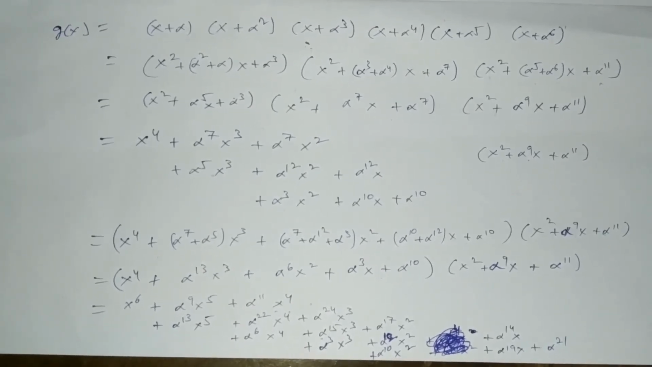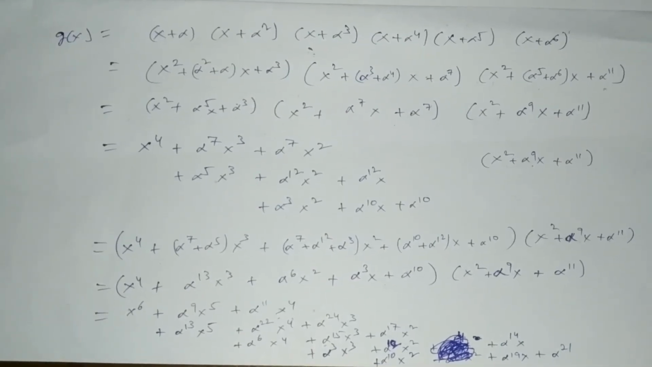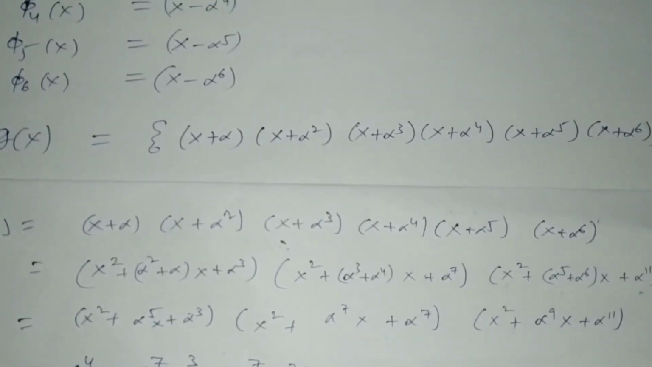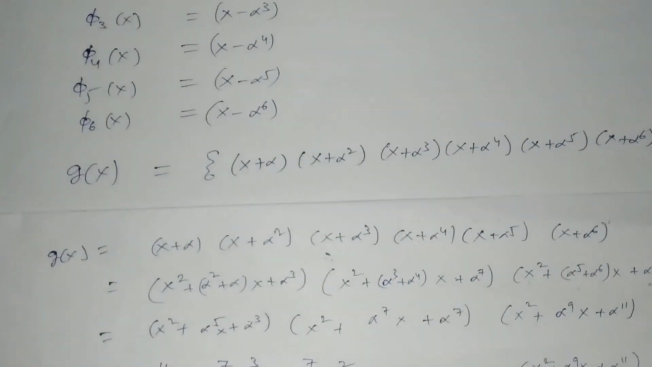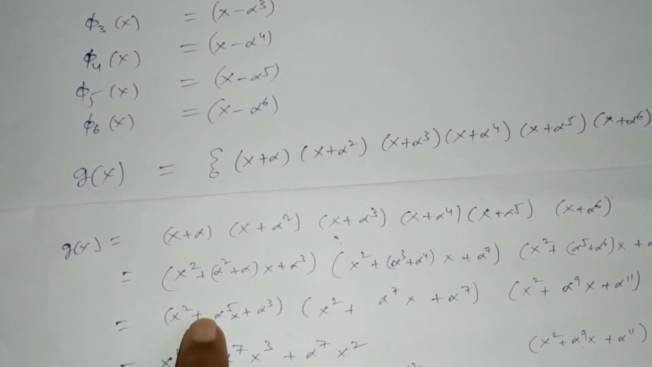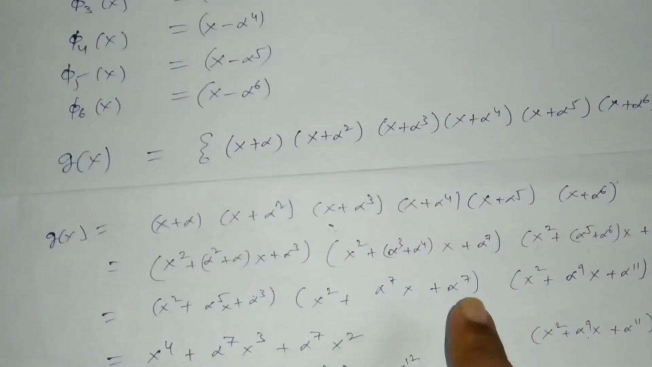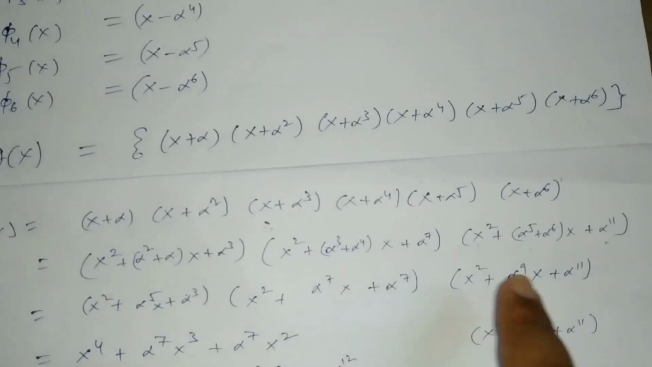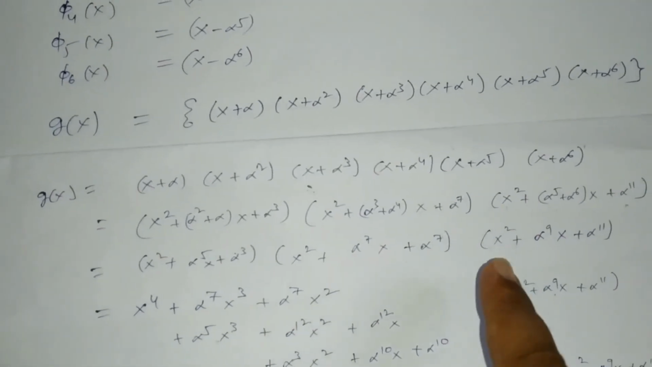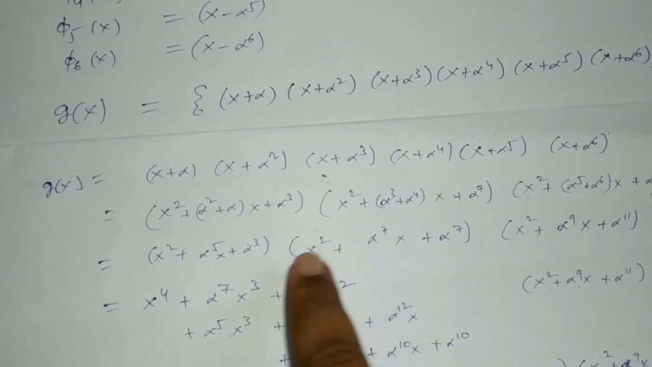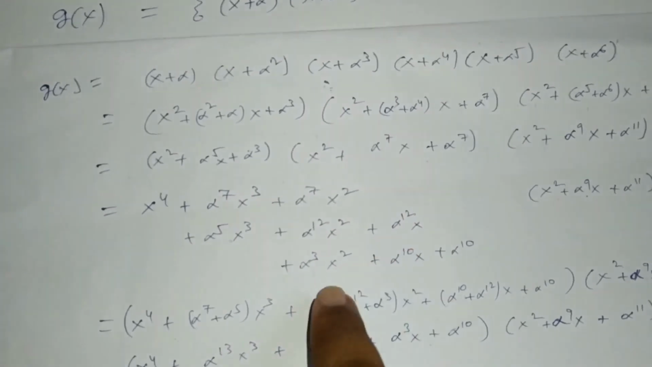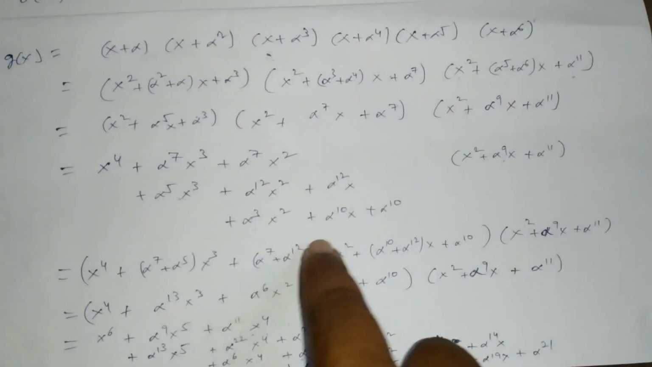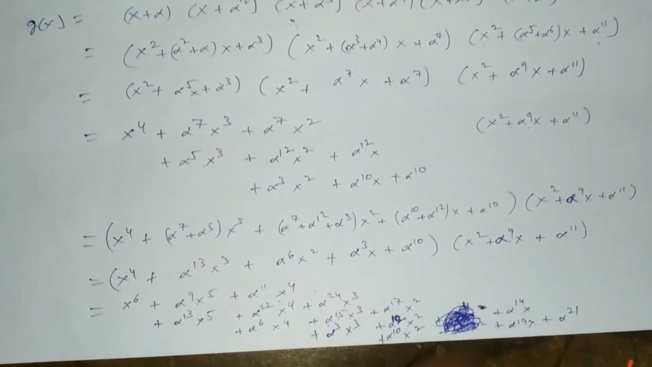After that I got the terms as three factors like this: the first two factors multiplication, the third and fourth factors multiplication, and the fifth and sixth factors multiplication. And further, if you multiply the first two factors, the resultant is like this, and it is multiplied with the last factor, and finally I got the representation in this way.